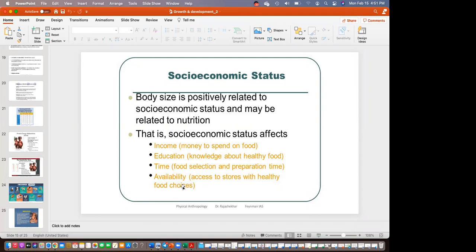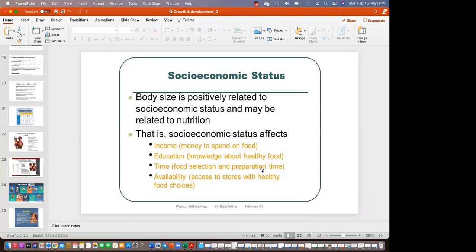You need two aspects. You need time to go and find the right stuff, and select the right stuff. If you don't have time, what do we do? Quickly we go to, for example, McDonald's or eat pizzas, stuff like that, when we don't have time. We cannot make time. So food selection and preparation time, both are connected to time. And socioeconomic status is indirectly connected to it.